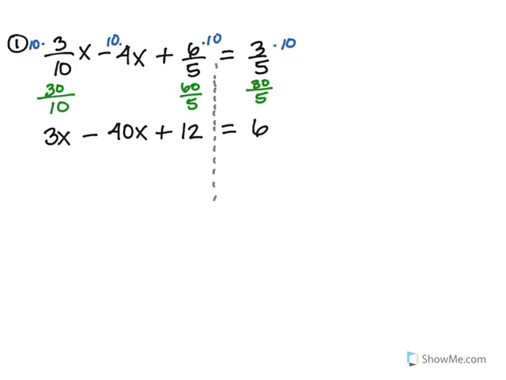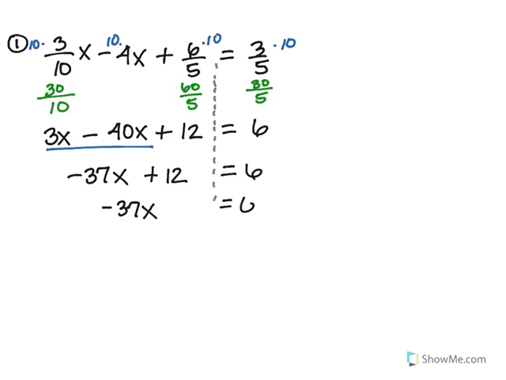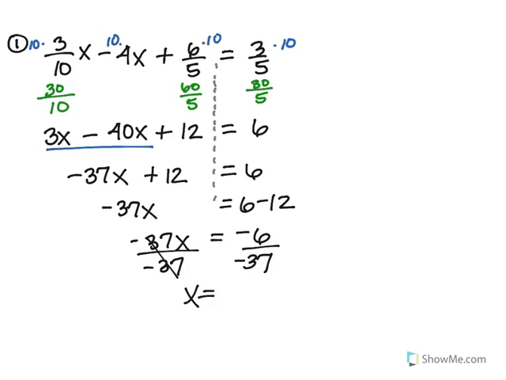We're going to combine like terms. 3x minus 4x will give us a negative 37x, plus 12 equals 6. Get x by itself. We're going to subtract 12, and that would give us a negative 6. Divide both sides by negative 37, and the negatives make a positive, but you can't reduce 6 and 37, so you would keep it 6 over 37.